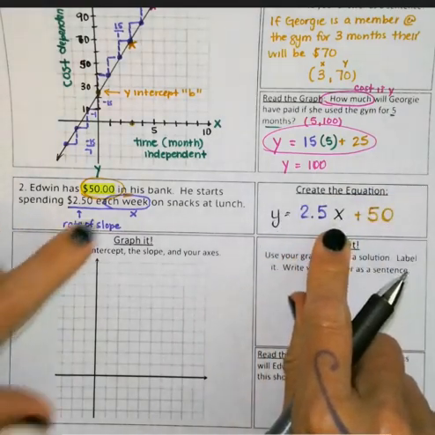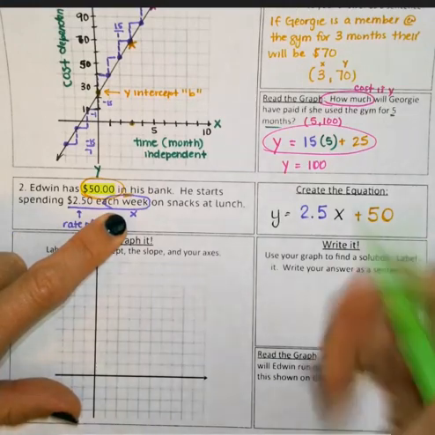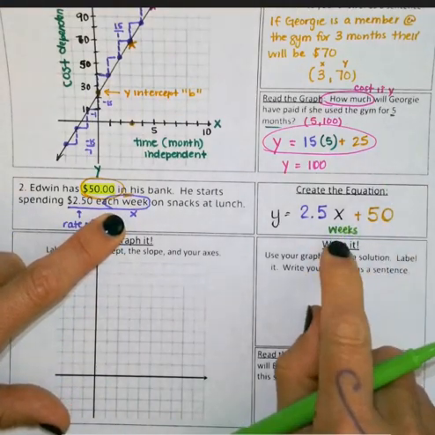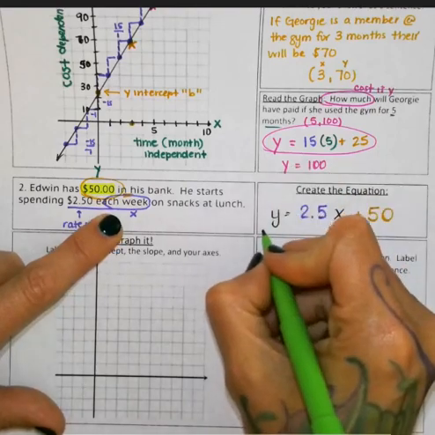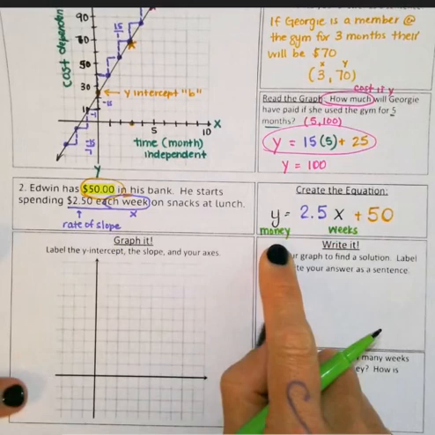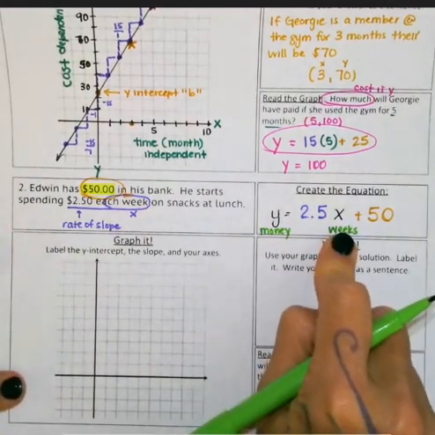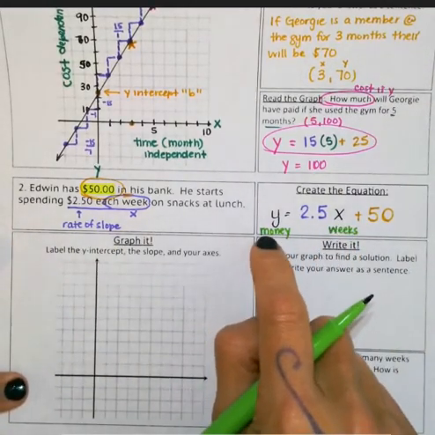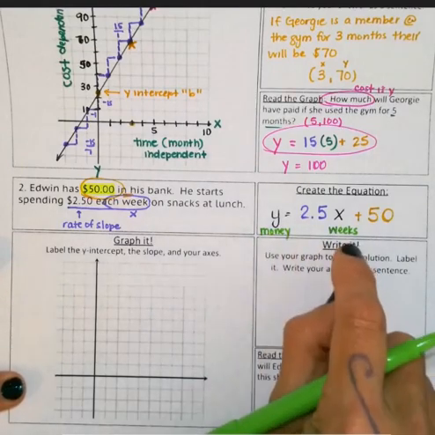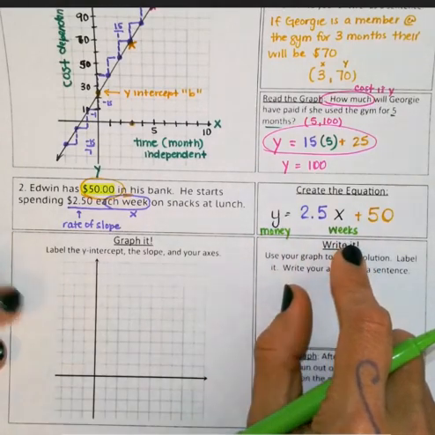X in this case is going to be weeks. Again, that's our input. What we control is independent. And our output is going to be money. Or at this point, I guess we could call it cost, but it's money in the savings account. So depending on how many weeks is how much money we have. Dependent, independent. Input, output. We control our independent variable and our input.